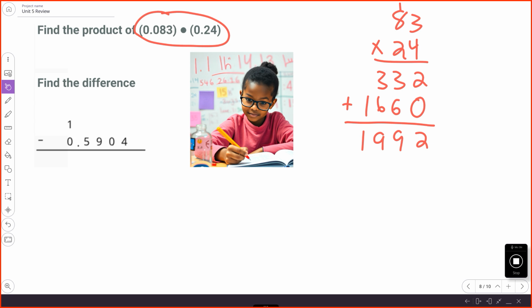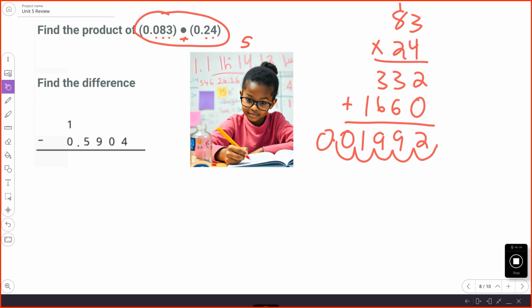Now, how do we figure out where the decimals go? How many digits are behind the decimal here? 1, 2, 3. How many digits are behind the decimal here? 1, 2. What is 2 plus 3? 5. That means I'm going to take this number at the end and move this 1, 2, 3, 4, 5. So that means I got to put a 0 there, and that is my answer. Got it?